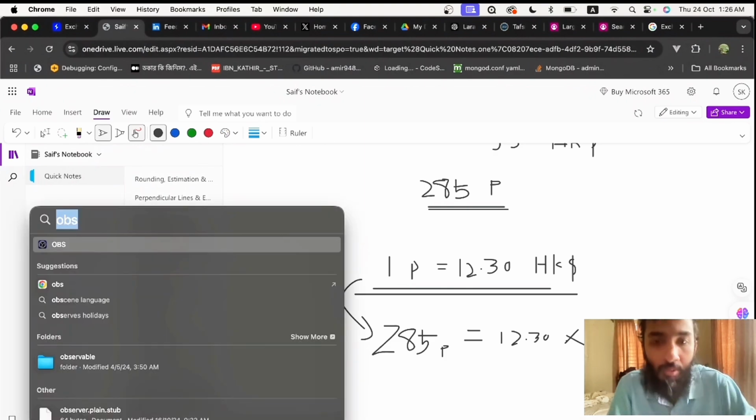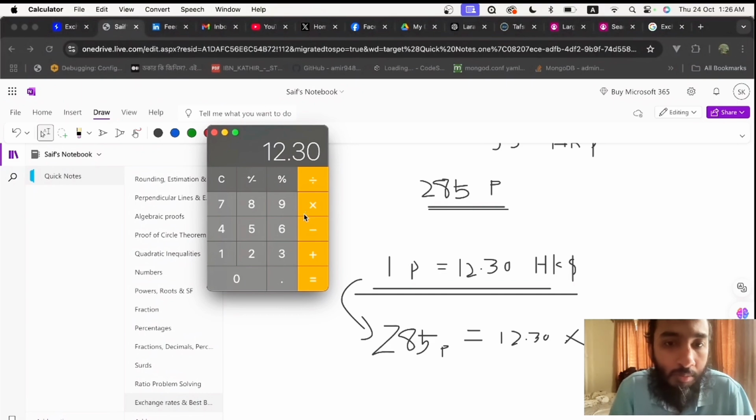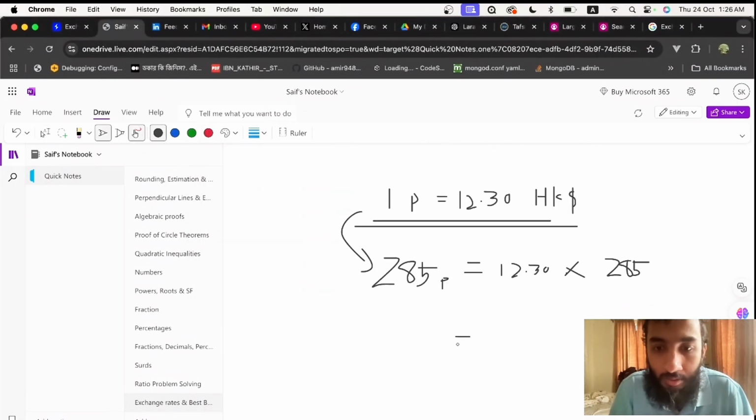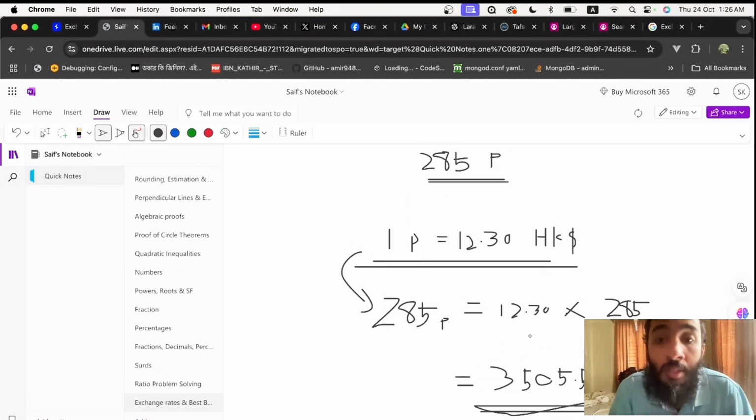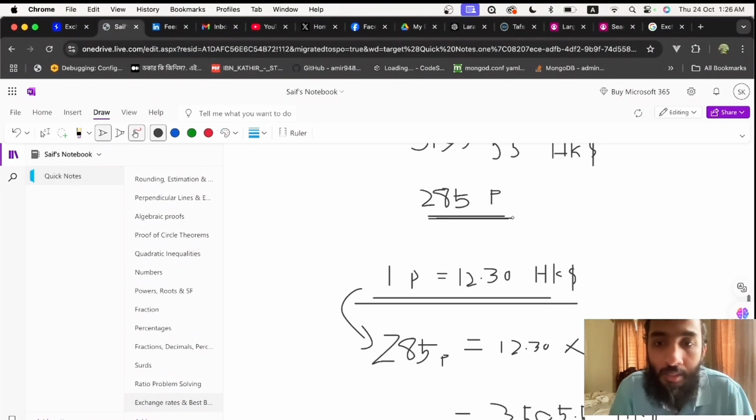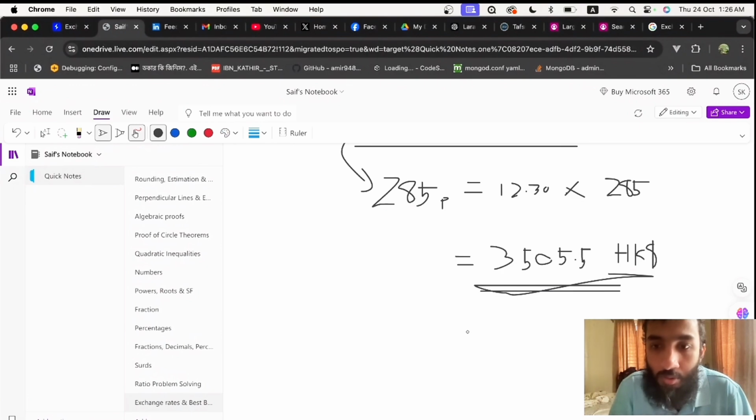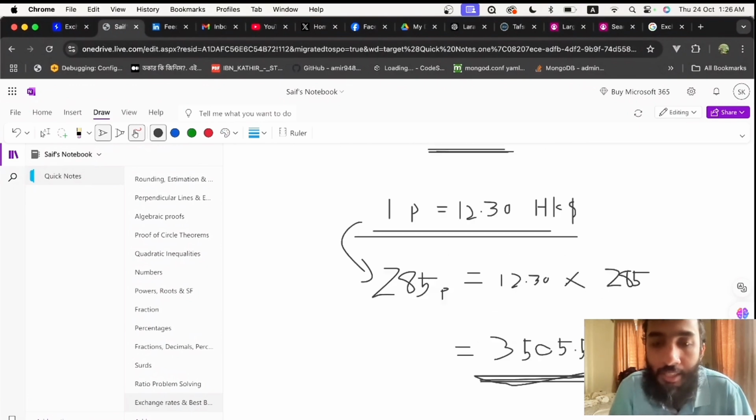If I use my calculator, 12.30 multiplied by 285, we get 3,505.5. This is in Hong Kong dollars because I have converted the pounds to Hong Kong dollars. This is the amount it would have cost in Hong Kong dollars if Ben had bought it in London, which is 285 pounds.